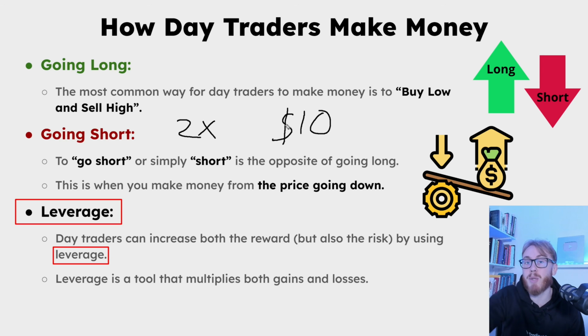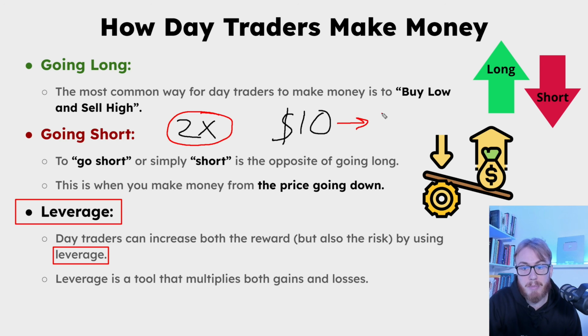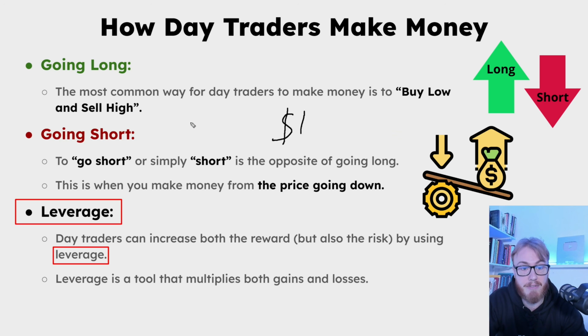And for every dollar we lose, we now lose $2 instead. So if we use a 2x leverage, this $10 will be $20 instead. And of course, we can use even higher leverage. So if we, for example, use a 10x leverage, we would have made $100 and so on and so on.